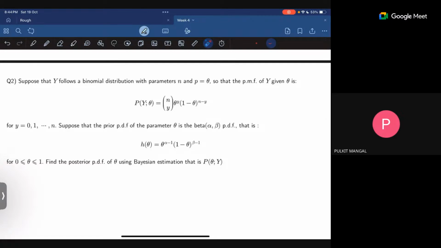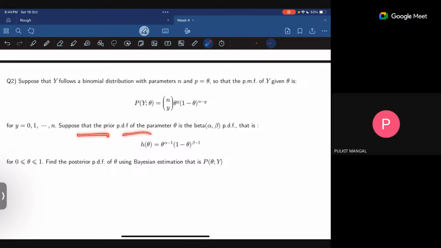This is the second question. It is based on Bayesian estimation. The question says, suppose that y follows a binomial distribution with parameters n and the probability theta, so that the PMF of y given the parameter theta is given by this. I hope everybody remembers the PMF of binomial. It is n choose y, theta power y into 1 minus theta power n minus y, for y equal to 0 till n.